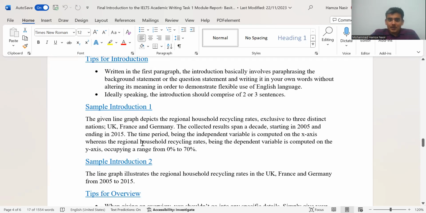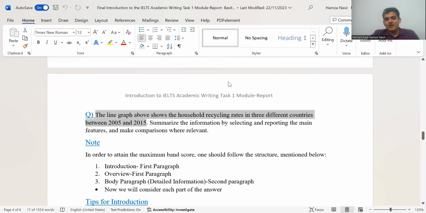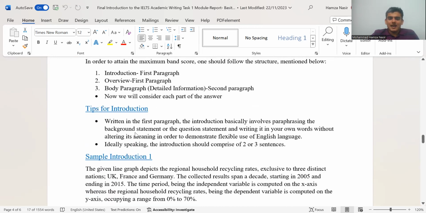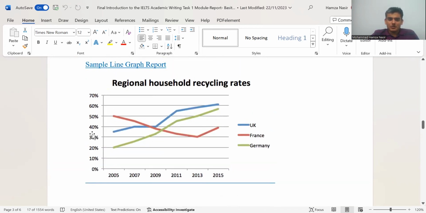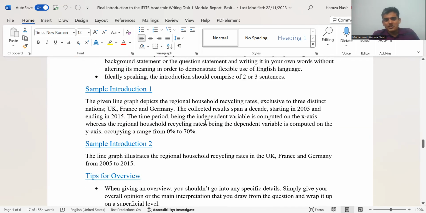Now remember basic mathematics 101, right? The independent variable always comes on the x-axis, which in this case is the time factor. So you can also go ahead and say the time period being the independent variable is computed on the x-axis, whereas the regional household recycling rates being the dependent variable is computed on the y-axis. And where does it start from? From 0% and goes all the way to 70%. So you can talk about that as well, right? Occupying a range from 0% to 70%. So that, fellows, is one type of introduction.